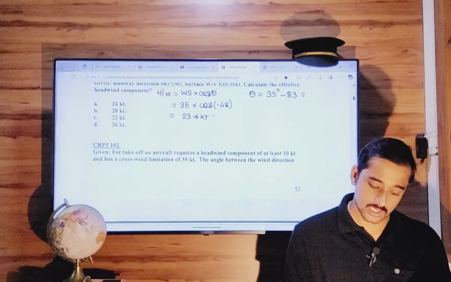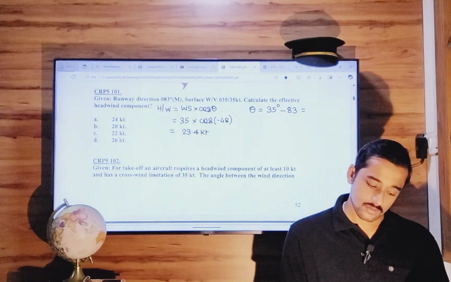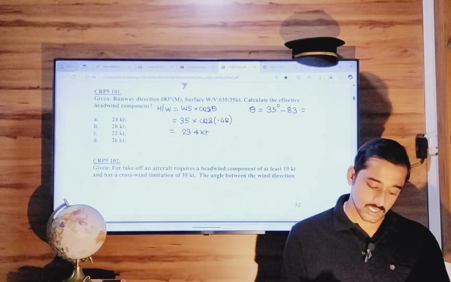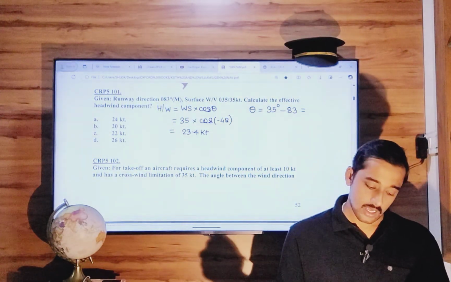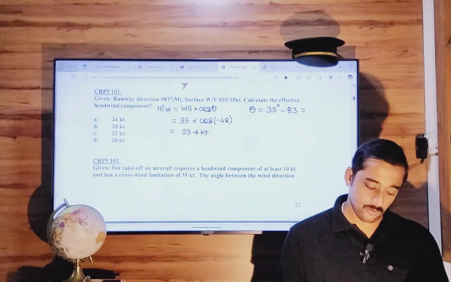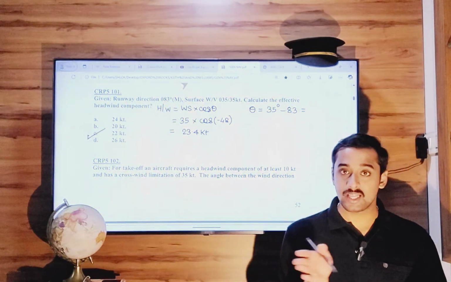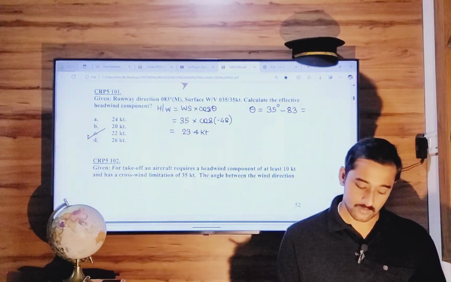23.4 knots. So the correct option here is 22, 24, 20, 26. So 23.4, so less than 23.5. So the closest here is option Charlie, 22.